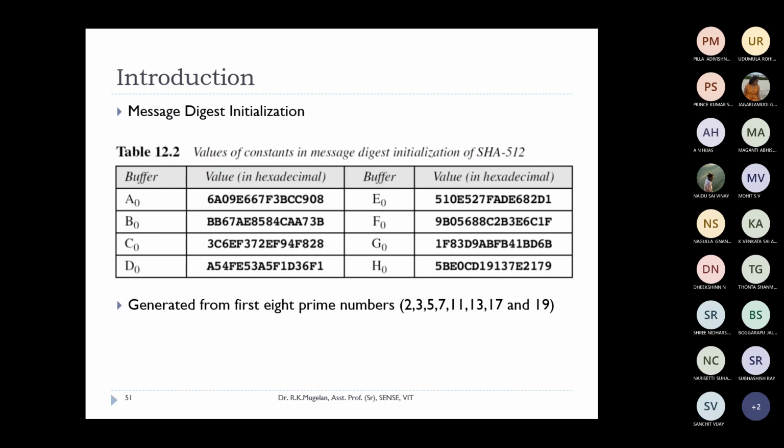Now we go into message digest initialization. What I'm speaking of here is nothing but the seed value, like how we had ABCD in our MD4. In this case, we are going to have 8 words, each word of 64 bits, as my seed value. And these are the 8 words starting from A0, B0 up to H0.